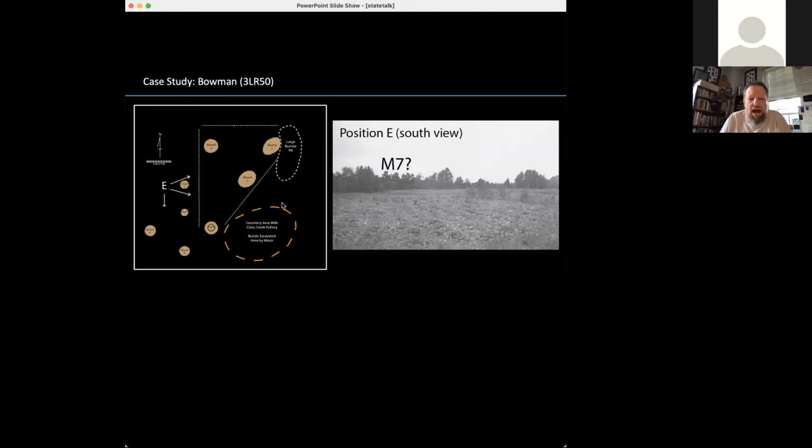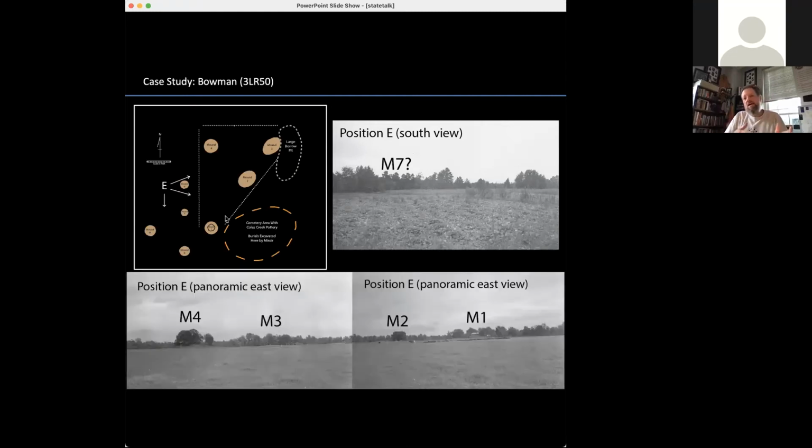A low rise is visible, perhaps mound 7, which is this mound here, or maybe one of these two mounds here. But he does take a photograph, his attempt at creating a panoramic picture, looking eastward across. In fact, he labels it panoramic east view. So we have mounds 4, 3, 2, and 1.